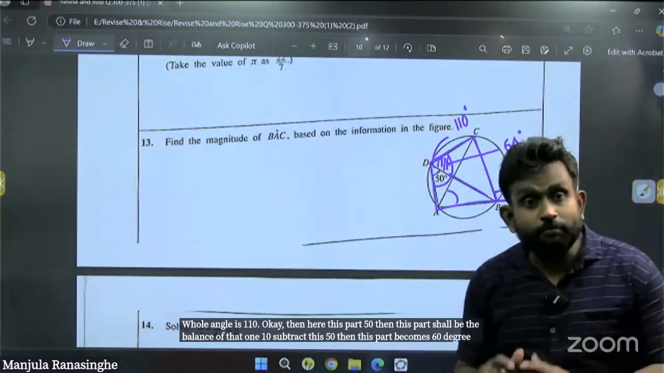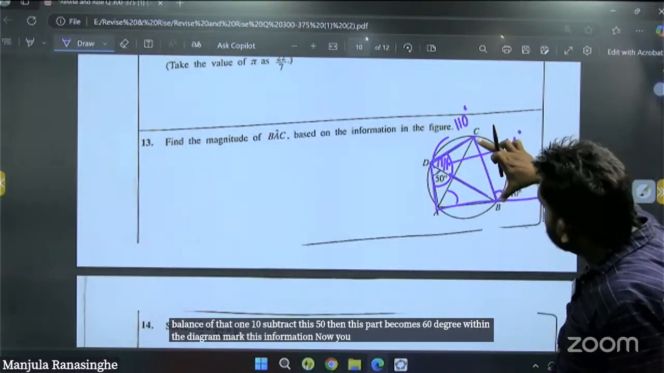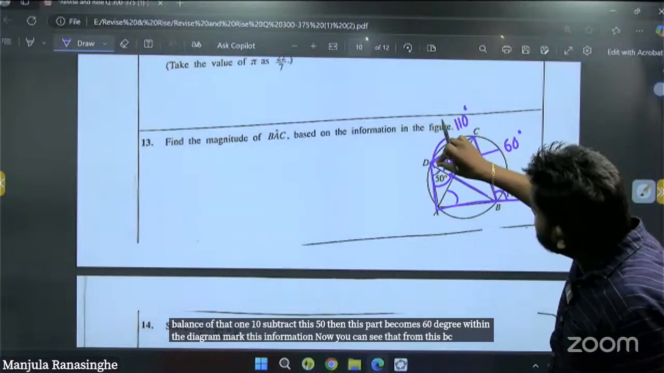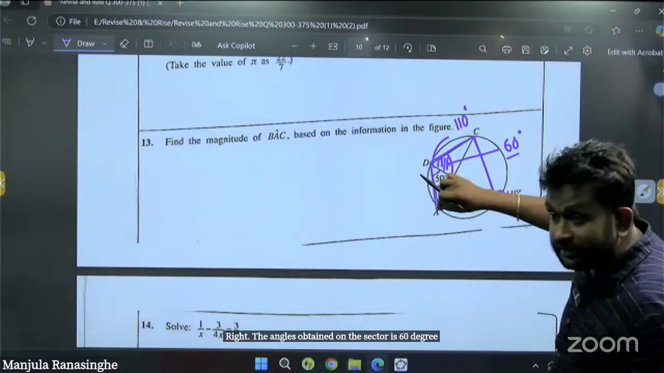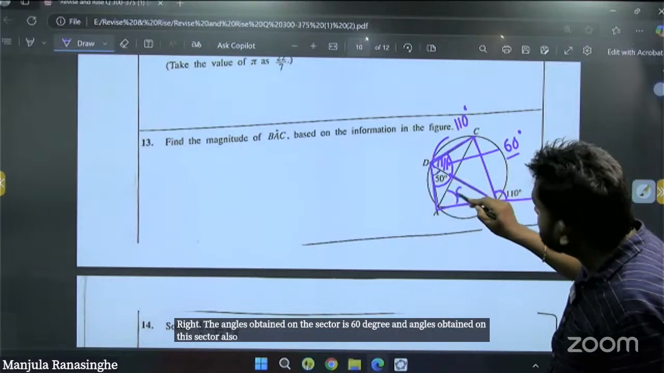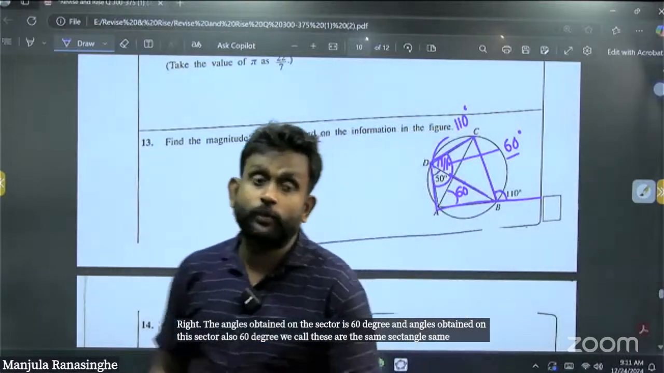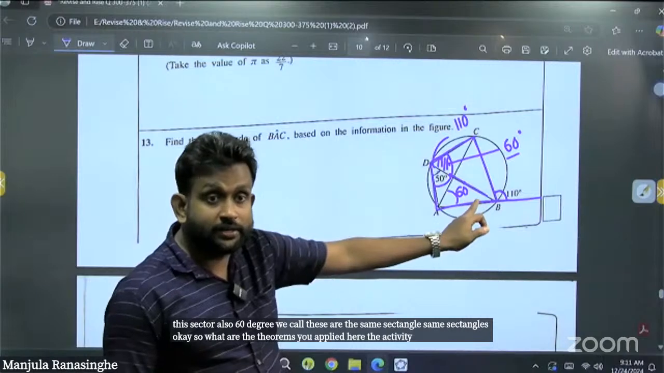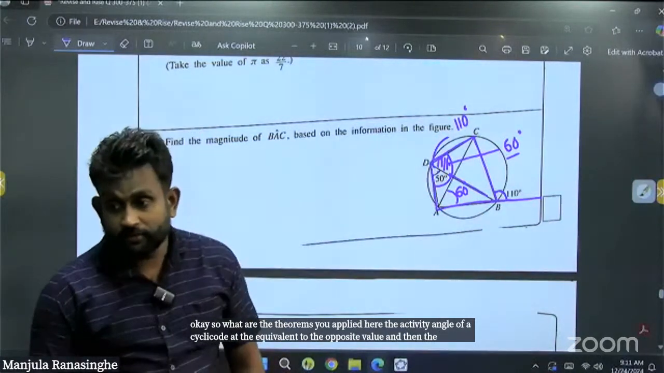Mark this information within the diagram. Now you can see that from this BC, the angle subtended on this sector is 60 degrees, and the angle subtended on this sector is also 60 degrees. We call these same sector angles. So what theorems did you apply here? The exterior angle of a cyclic quadrilateral equals the interior opposite angle, and then the same sector angles.